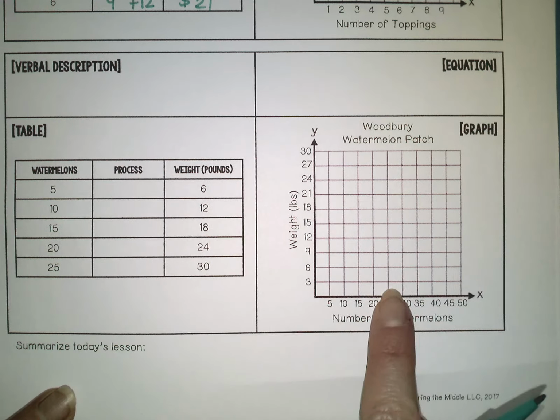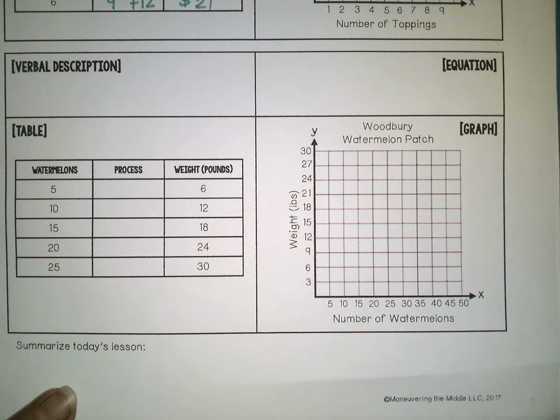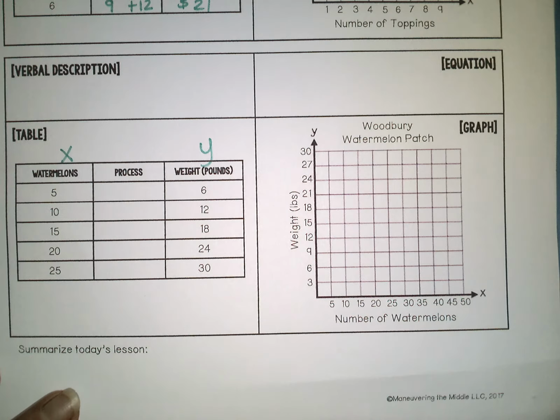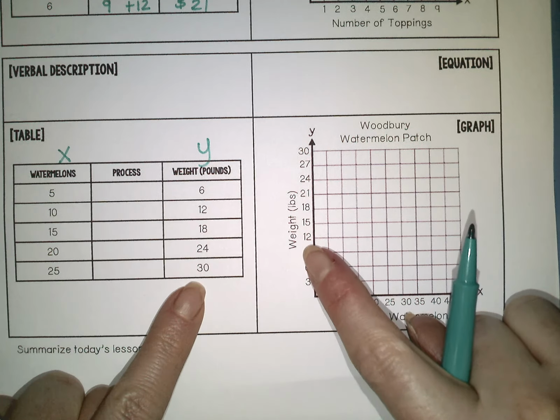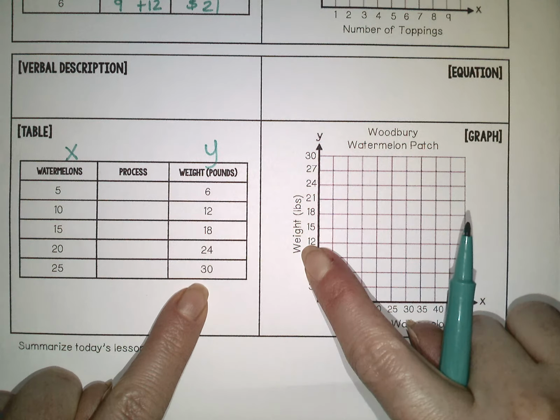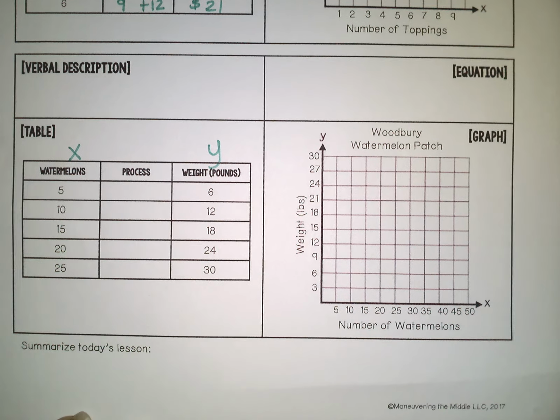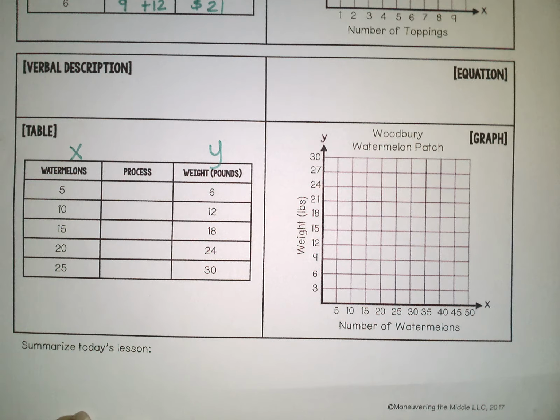Okay, last one we're going to look at here. I didn't give you a verbal description, an equation, or the graph, but I gave you a table. So remember, this is our X, then our Y. And you can see how that matches here. Your Y-axis is labeled weight in pounds and the number of watermelons.